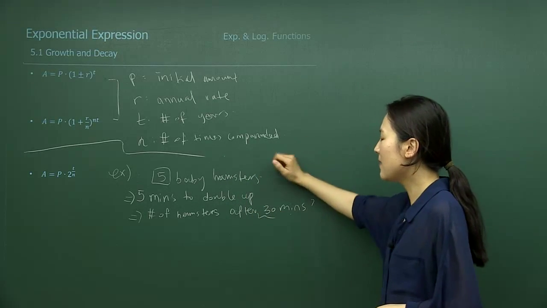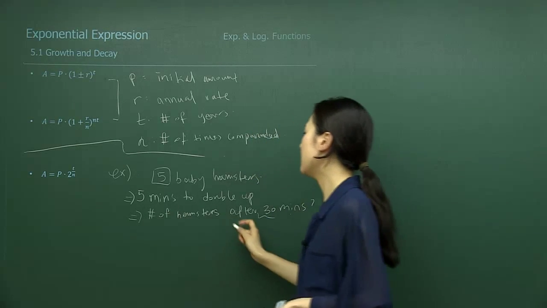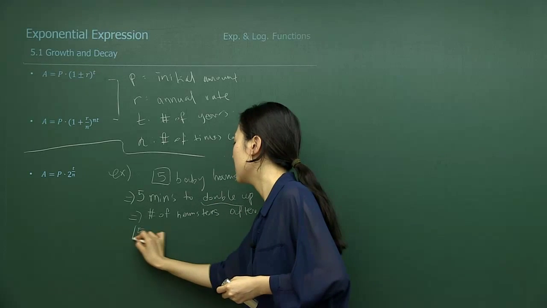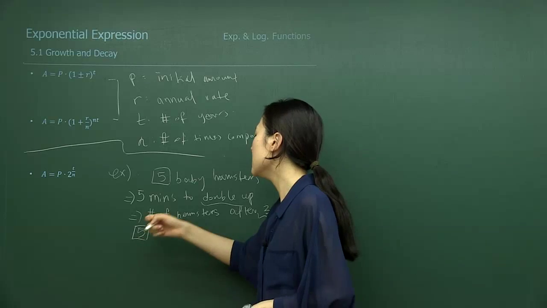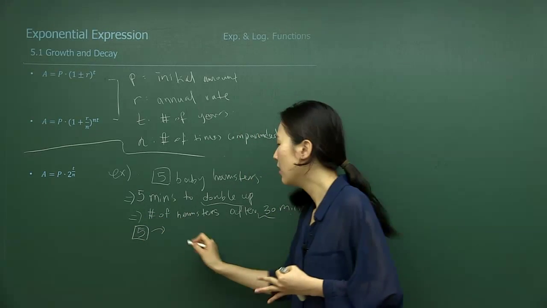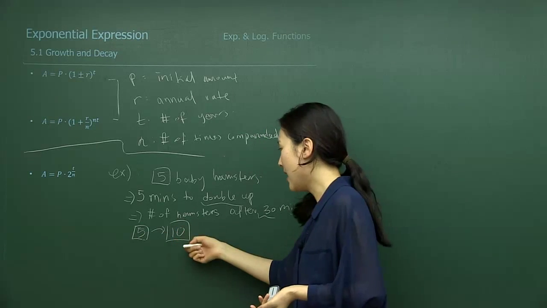So basically, if you consider the situation, you understand the part that it's being doubled up, right? It takes 5 minutes for it to double up. So initially, there were 5, but 5 minutes later, you will have 5 times 2, which is 10.